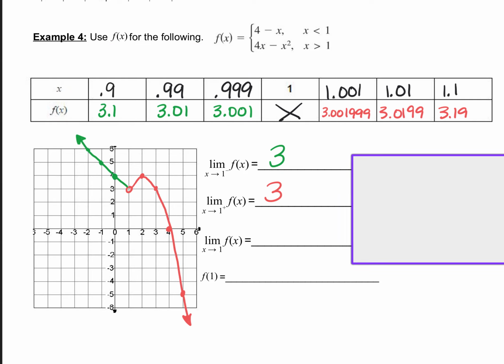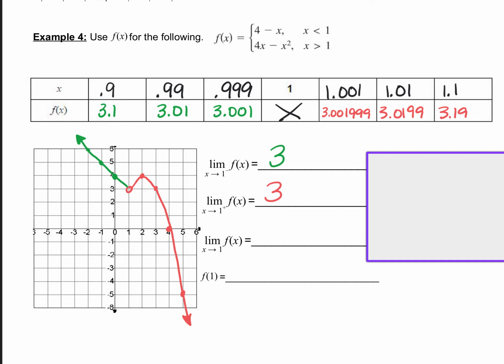So at this point, we've been able to fill in our limits on the left side and our limits on the right side. Now we look at those two limits and ask ourselves, are those the same number? And if they are, and in this case they are, that is what my overall limit is. And I can kind of see that from the graph itself as well.